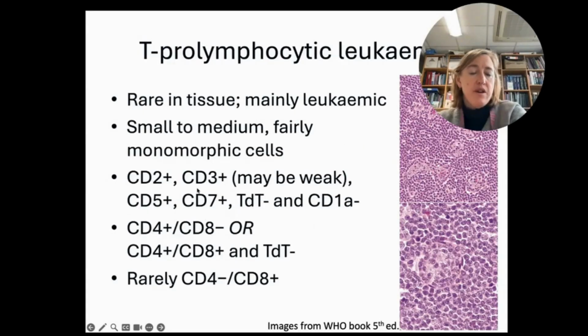And then one other uncommon condition is T prolymphocytic leukemia. It's generally a leukemic condition that's diagnosed at least locally on flow cytometry, but you do occasionally stumble across it in tissue, and you have to think about it so that you make the right diagnosis. You've got small to medium, fairly monomorphic cells, as you can see here. They've retained many of their T cell markers, but quite often they have both CD4 and CD8 without expressing TDT, which distinguishes them from lymphoblastic lymphoma. And so it's important to think about that because the treatment is different from many of the other T cell lymphomas.